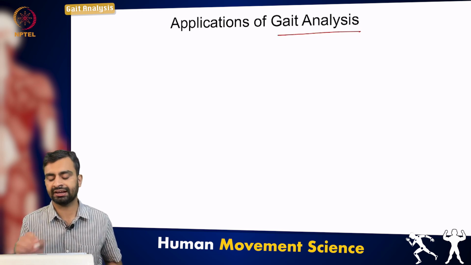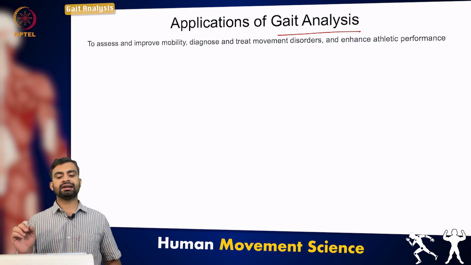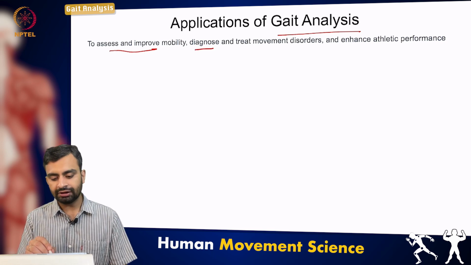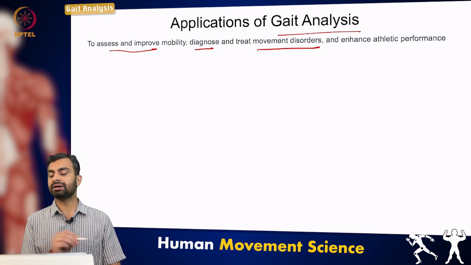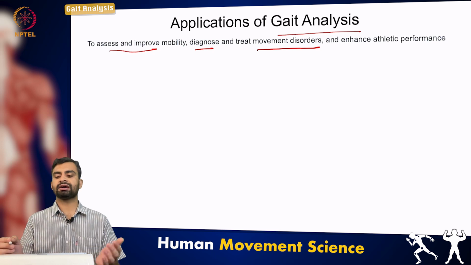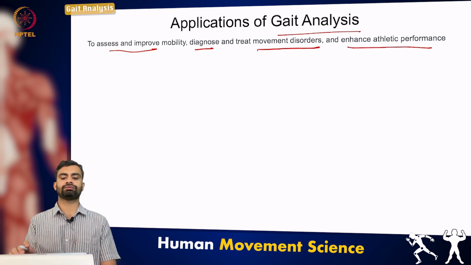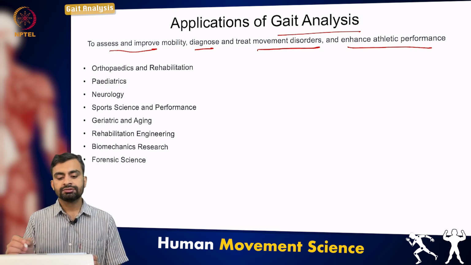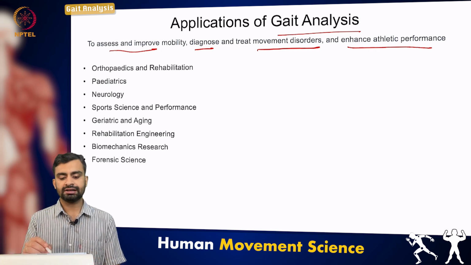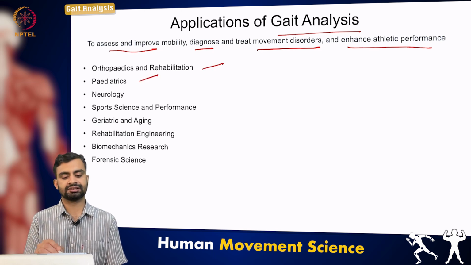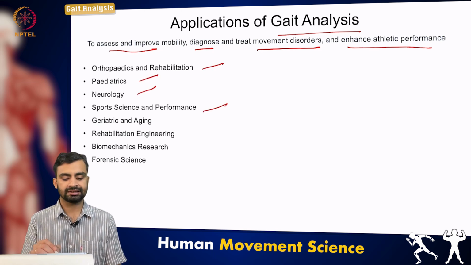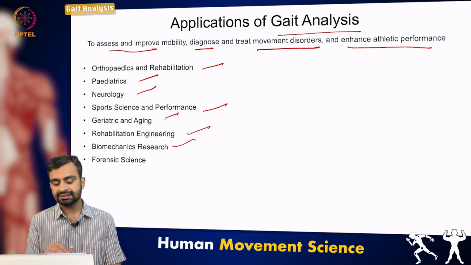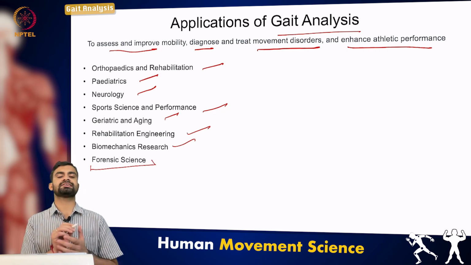And now we will move our discussion towards the various applications of gait analysis. Gait analysis helps us to assess and improve mobility, also helps in diagnosis and treatment of movement disorders, and eventually helps us in enhancing athletic performance. There are various applications of gait analysis. For example, a few of them are shown on the slide, like orthopedics and rehabilitation, pediatrics, neurology, sports science and performance, geriatric and aging, rehabilitation engineering, biomechanics, research, as well as more recently in forensic science also.